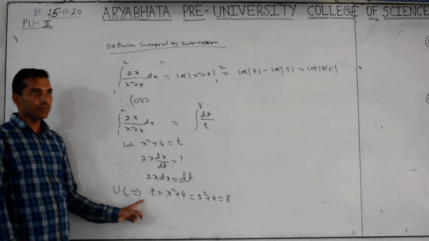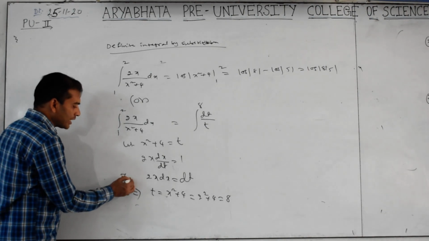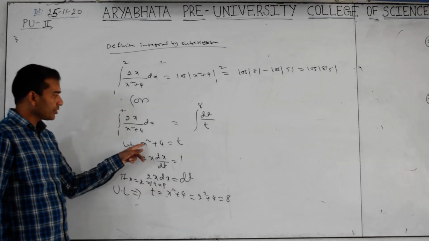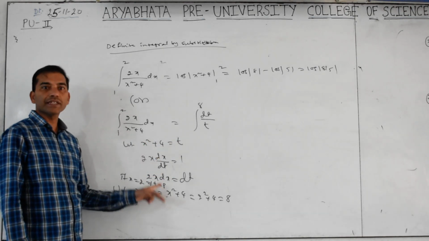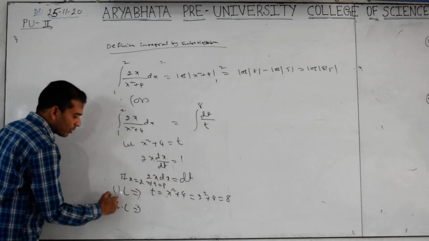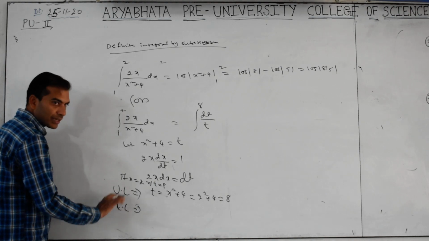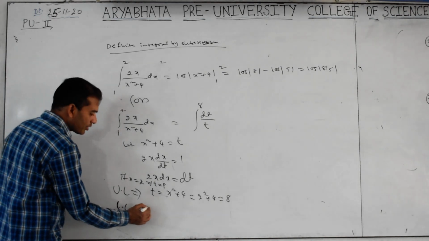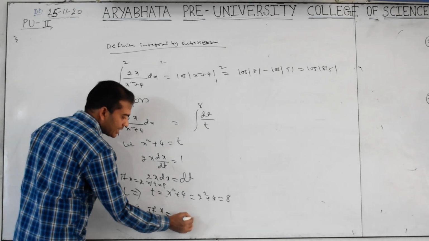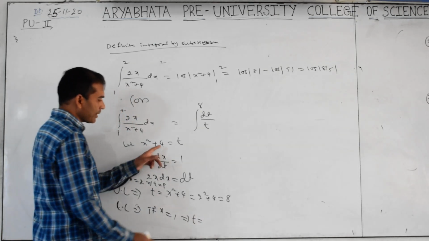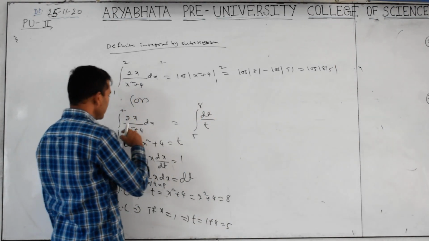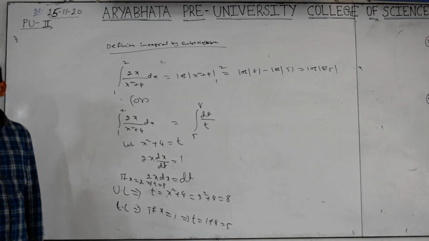If x is equal to 2, then t is equal to 8. That is the upper limit. Now coming to the lower limit. UL means upper limit, LL means lower limit. Lower limit: if x is equal to 1, then t is equal to 1 plus 4 equal to 5. These are t limits, these are x limits.